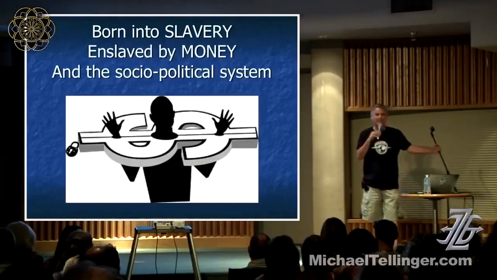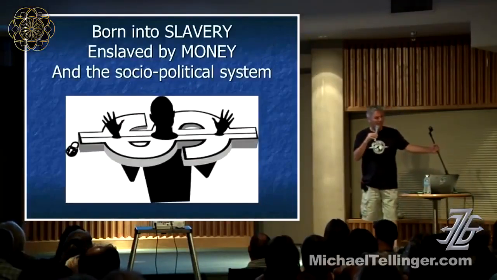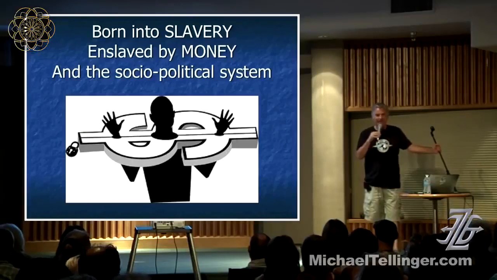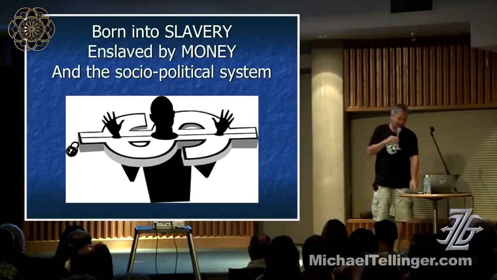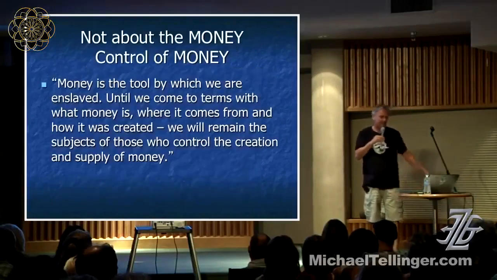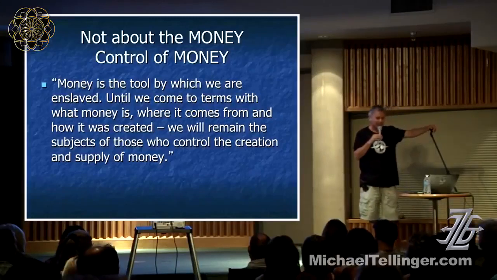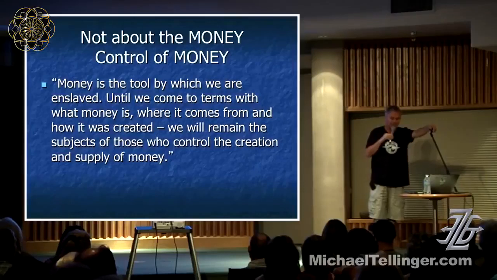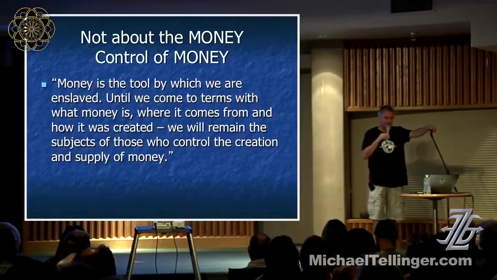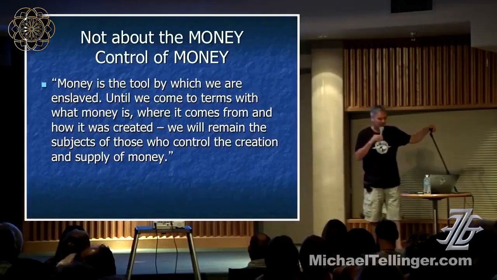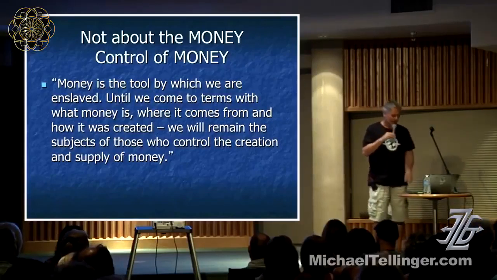We've been born into the slavery. We now understand it. We've grappled with it. It's okay. The fact that we get it, we understand it, we can now do something about it. And remember that it is the money system that has controlled us, that has enslaved us. Money is the tool by which we are enslaved. Until we come to terms with what money is, where it comes from, how it was created, we will remain subject to those who control and create the supply of money.